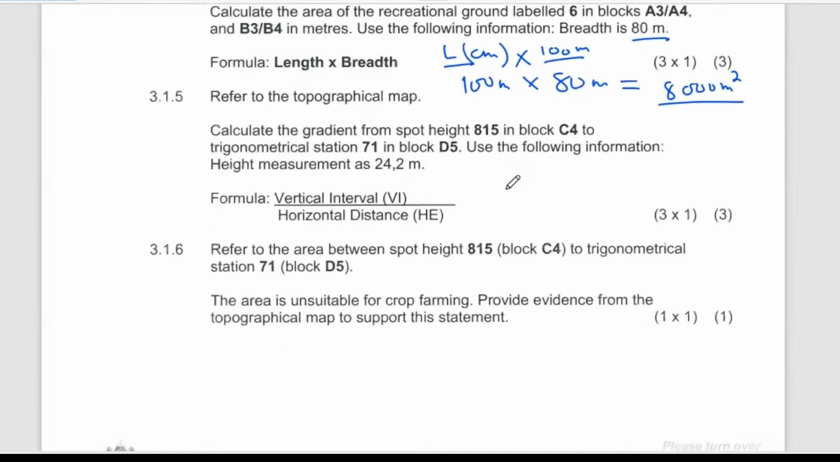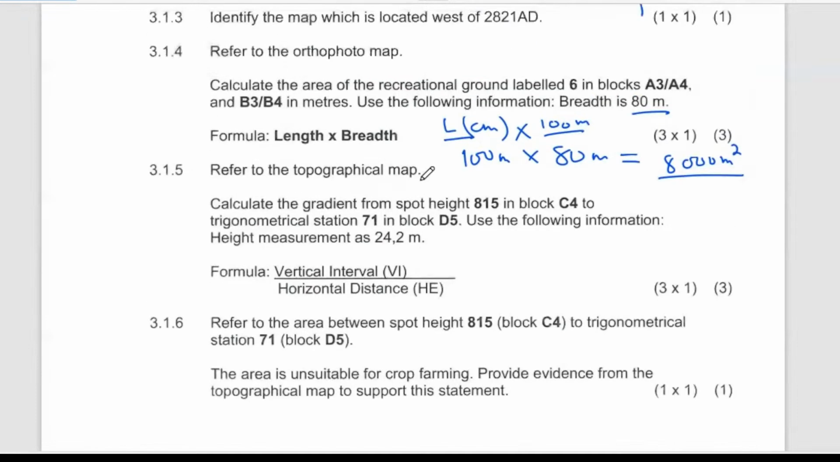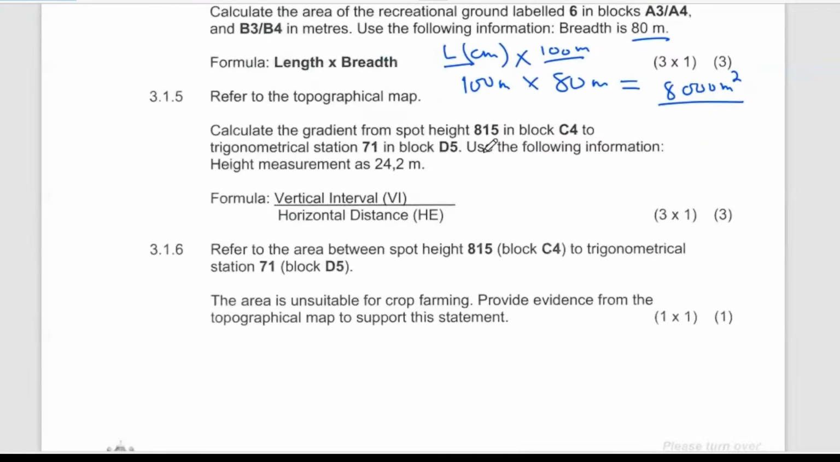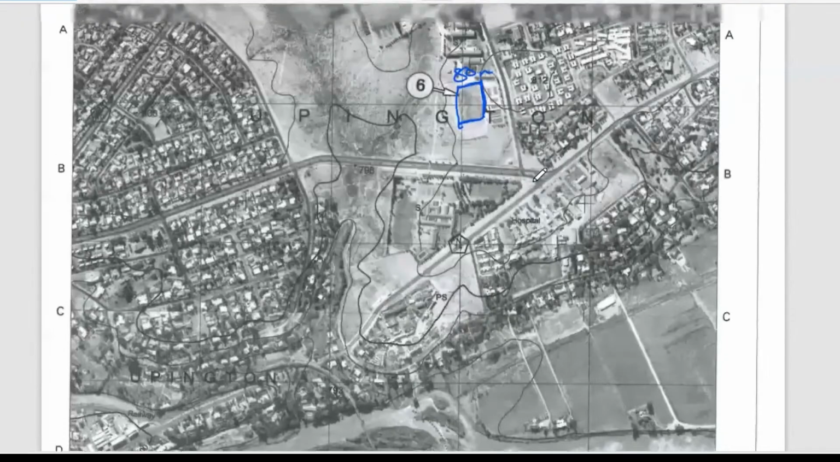Then it says calculate the gradient from spot height 815 in block C4 to the trigonometrical station 71 in block D1. Right, use the information height measurement as 24.2 meters. That is your height measurement, right? Which implies that what you need to do here when you're calculating gradient, let me simplify that. Let's go to our area between spot height in block C4 and trig station in block D5. Right, going back to our map, this is our topographical map.